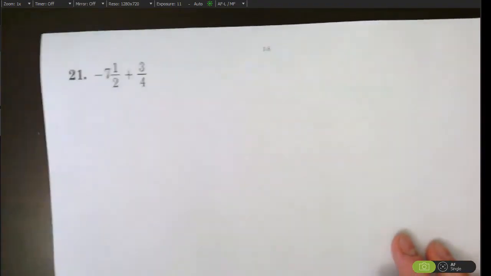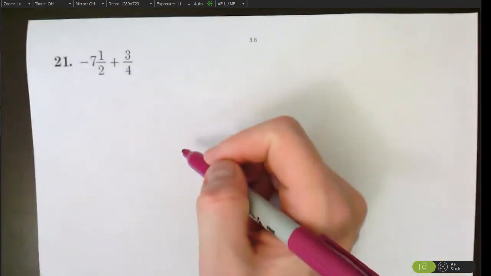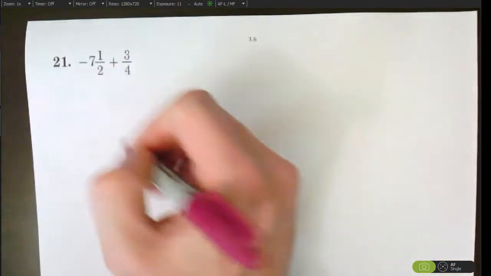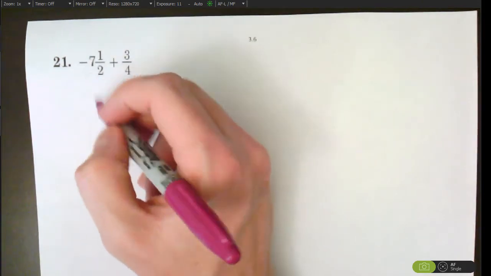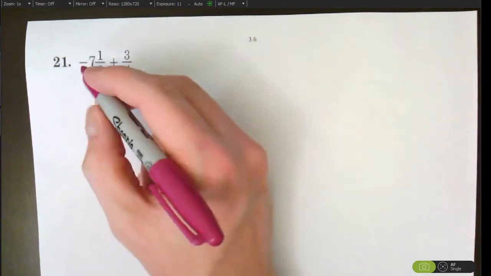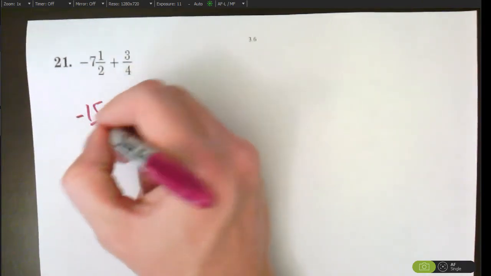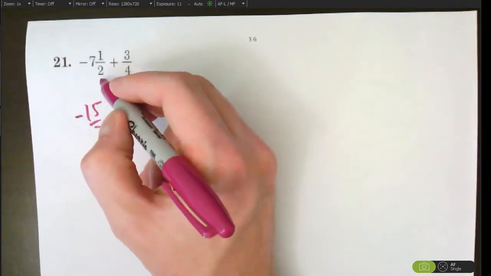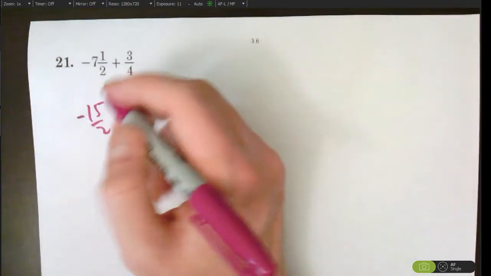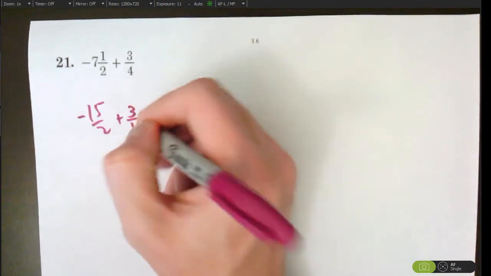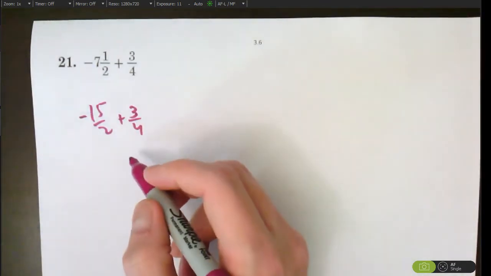All right then. 21 again, adding mixed numbers more. In this case, it's negative 7 and 1/2 plus 3/4. So again, common denominators. Get this as an improper fraction first, then add the numbers together. So it's going to be negative 15 halves, because 7 times 2 is 14. 14 plus 1 is 15, but then it's negative. Plus 3 over 4. That makes the common denominator hopefully pretty easy to find.